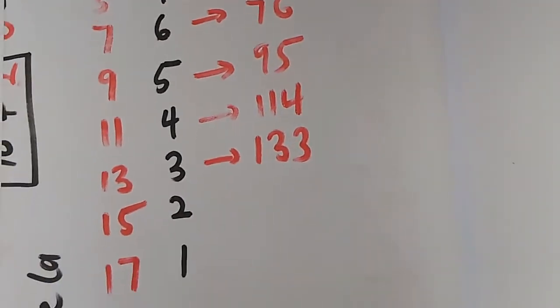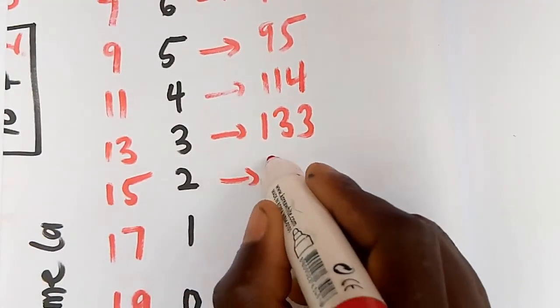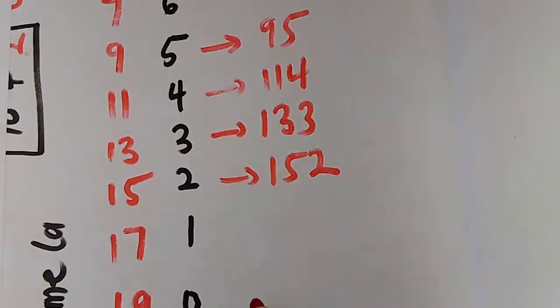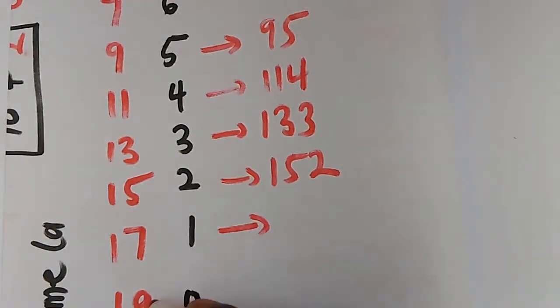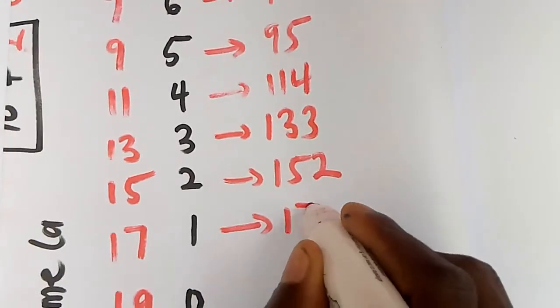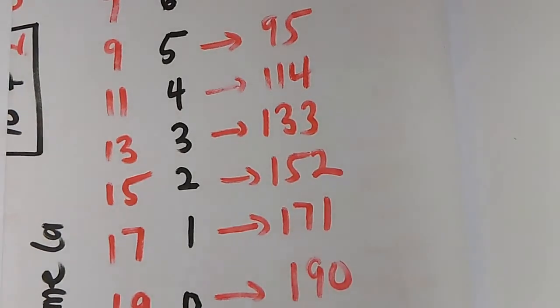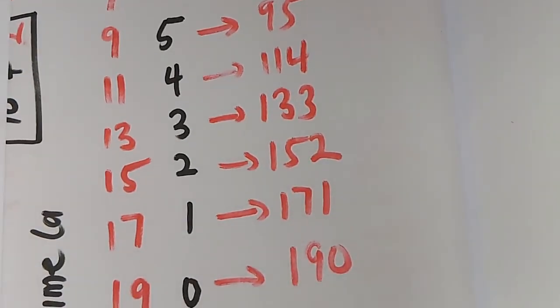And then let's move on to this. 15 and then 2. Move them together. 1, 5, and then 2. And then here, I will get 17 and 1. Writing them from left to right, I get 1, 7, 1. And then the last one is 1, 9, 0. Hooray! I think this is very easy.